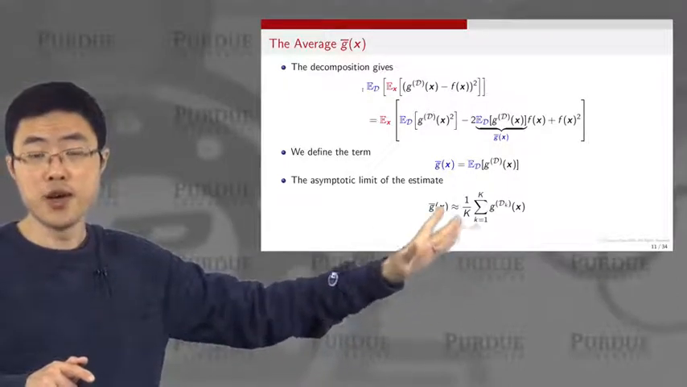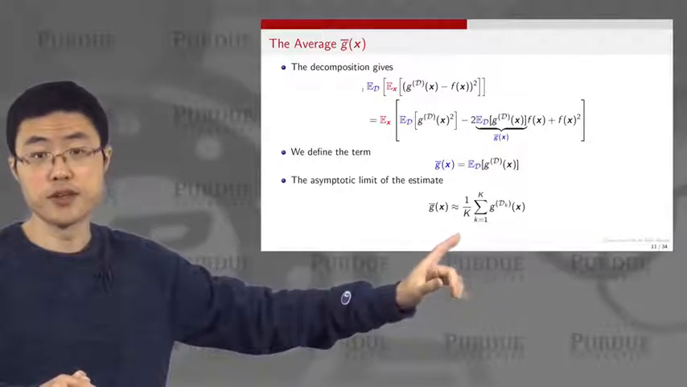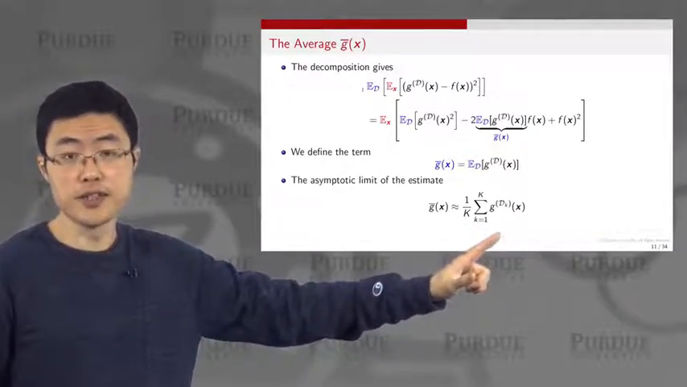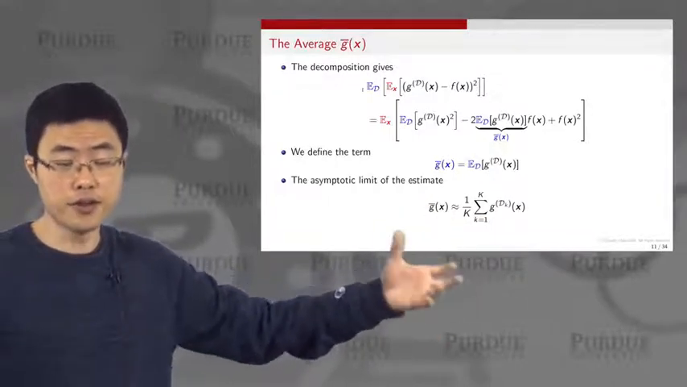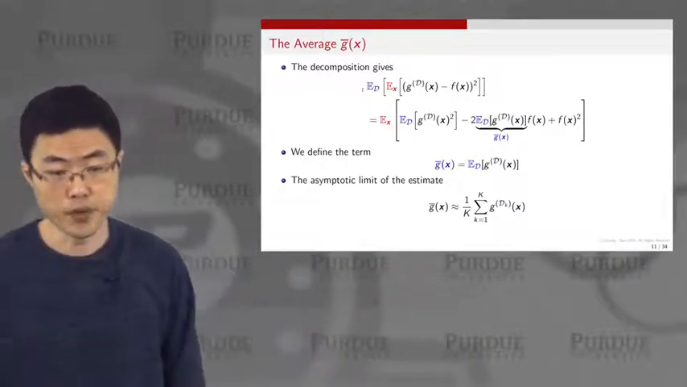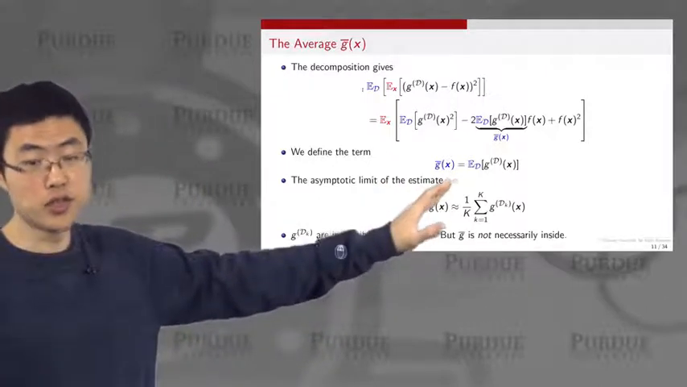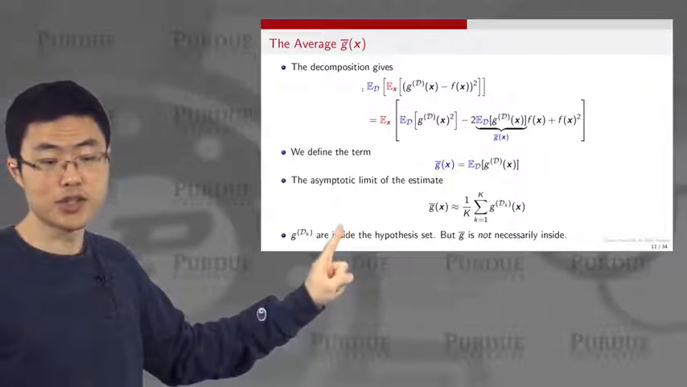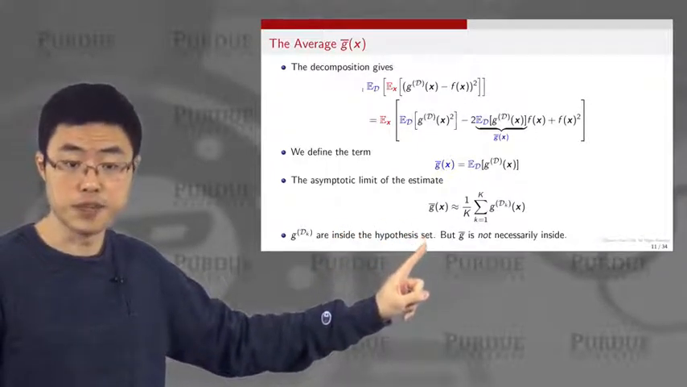It may or may not be part of your hypothesis set. Because you're taking the final hypotheses and you take the average. Each final hypothesis is part of your hypothesis set, but who knows whether your average is still inside. Okay? Each g of D_k is inside the hypothesis set, but this g bar is not necessarily inside the hypothesis set.